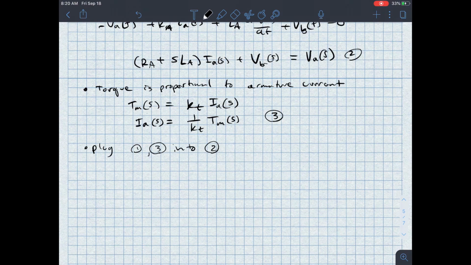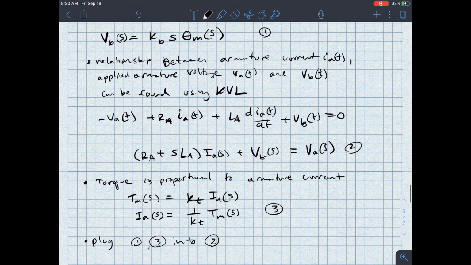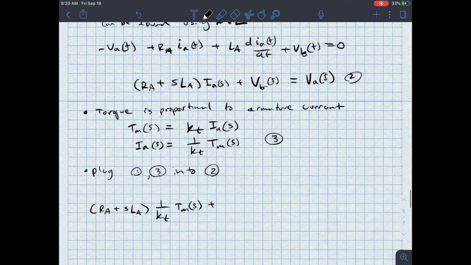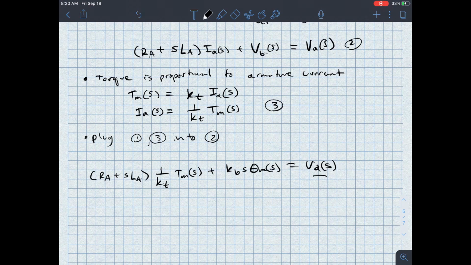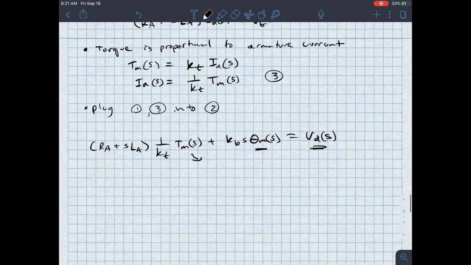So I've got this. I've got Ra plus sLa times 1 over Kt Tm(s), plus Vb, which I found to be Kb s theta m(s), is equal to Va(s). Now, if you remember, what I'm looking for is a relationship between Va and theta m. So I'm almost there. I just need to find a way to get rid of this torque. To get rid of the torque, I need to use rotational mechanical dynamics.